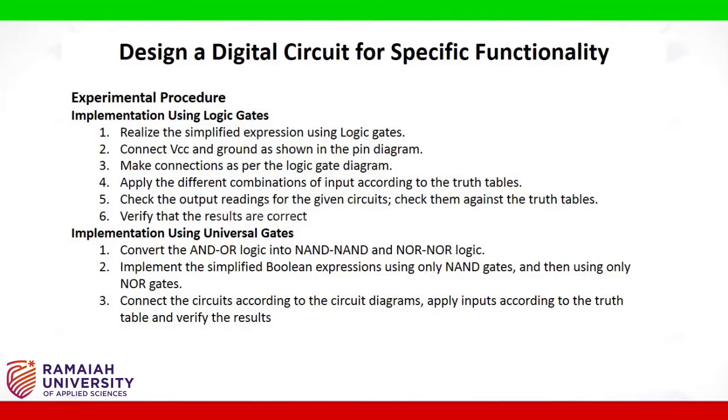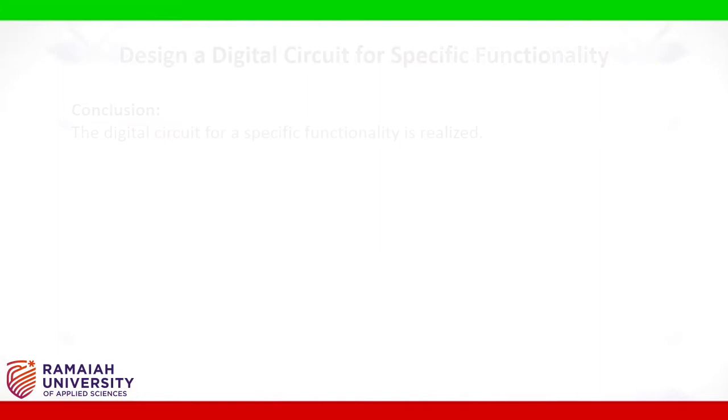Implementation using universal gates. Convert the AND OR logic into NAND NAND and NOR NOR logic. Implement the simplified Boolean expressions using only NAND gates and then using only NOR gates. Connect the circuits according to the circuit diagrams. Apply inputs according to the truth table and verify the results.